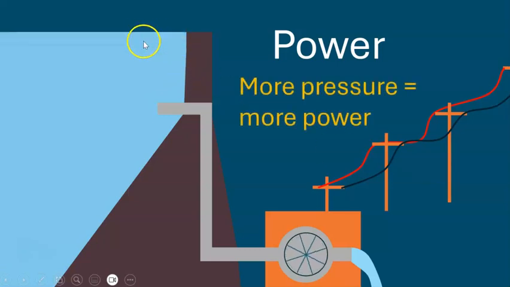So I could raise the water level, as I just showed there. Raising the water level is increasing the pressure. So increasing the pressure, I'm pushing harder against the turbine. I'm able to turn a bigger turbine, for example, or turn a turbine faster, gear it up, I can extract more power. So more power comes from more pressure.